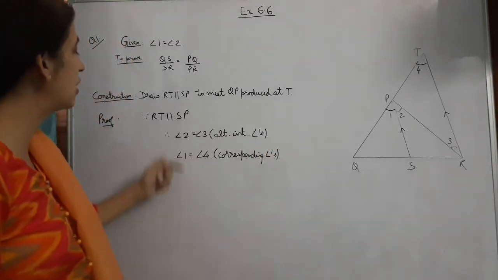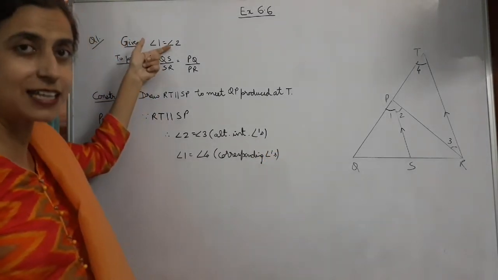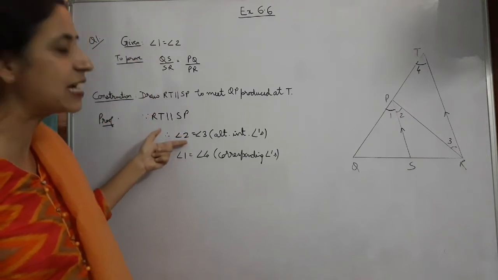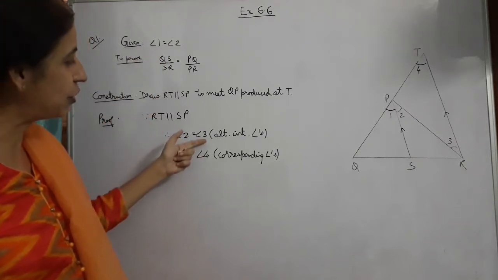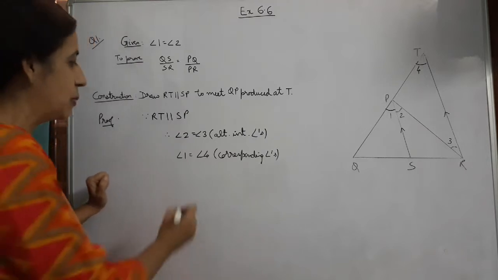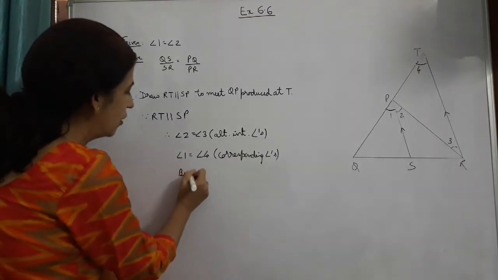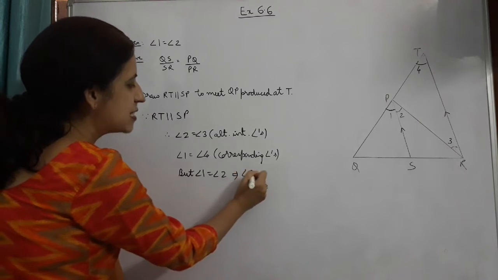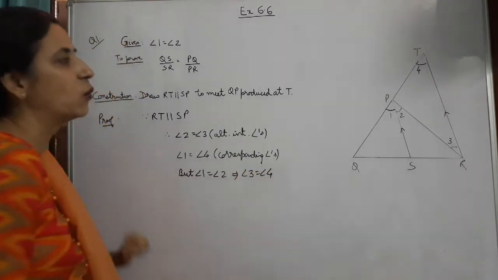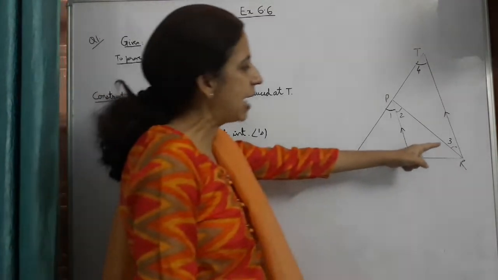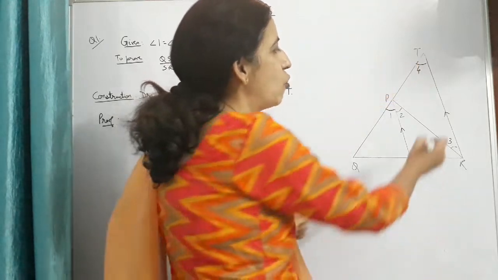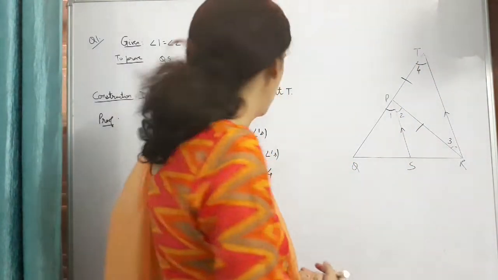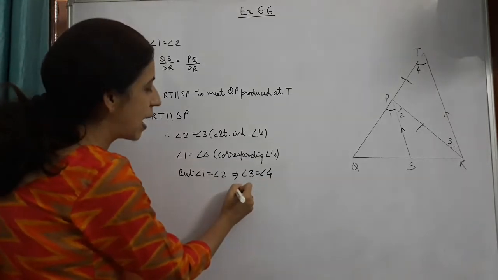But in the question it is given to us that angle 1 is equal to angle 2. So in the above two equations the left hand sides become equal. So definitely the right hand sides will also be equal. So over here we write down but angle 1 is equal to angle 2. So this implies that angle 3 would be equal to angle 4. And if angle 3 is equal to angle 4, so definitely sides opposite to equal angles are equal.